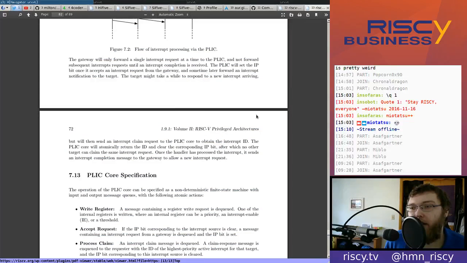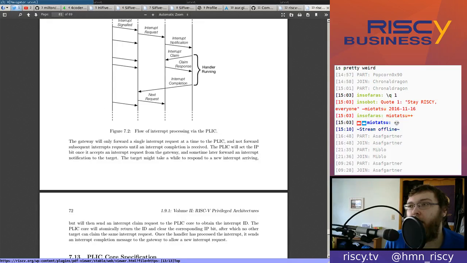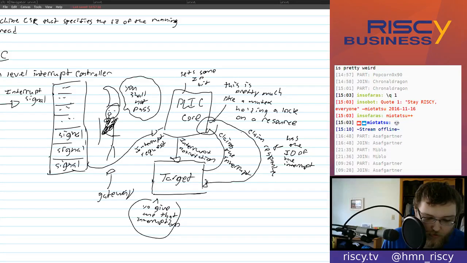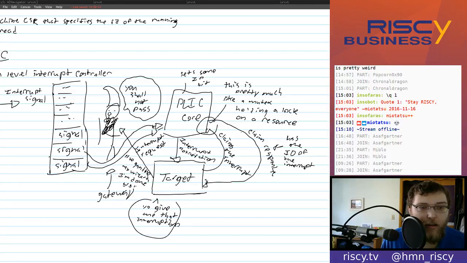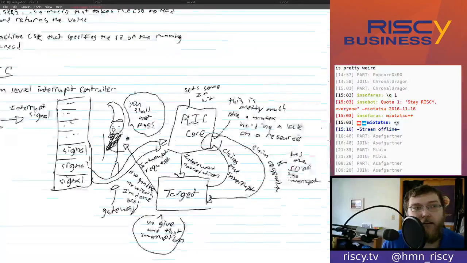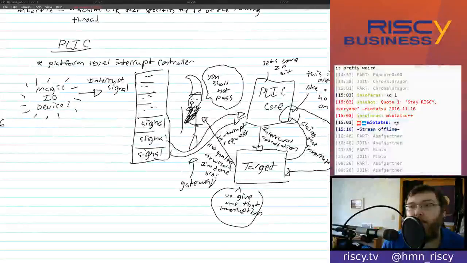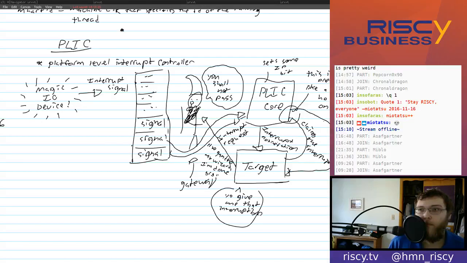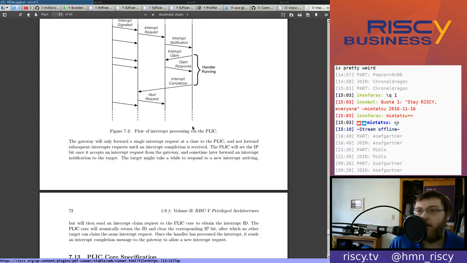Okay, so once all of that's done, the thread does its work, and then it sends the finished message, the interrupt completion, to the gateway, and the gateway sends the next request. So the target's like, yo, Gandalf, my wizard, I'm done, bro. And then Gandalf's like, okay, I'll send the next signal through. That right there is how the whole PLIC business works. Gremlins and all.